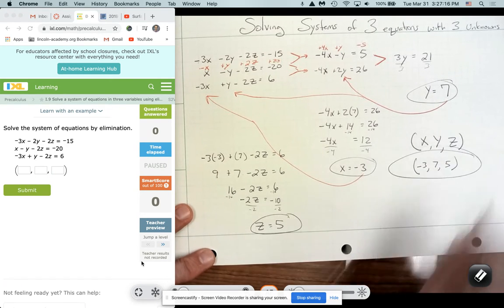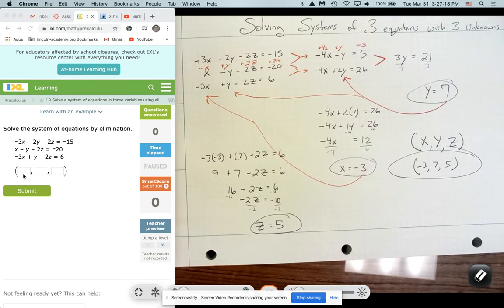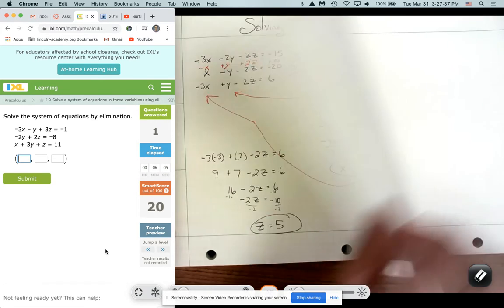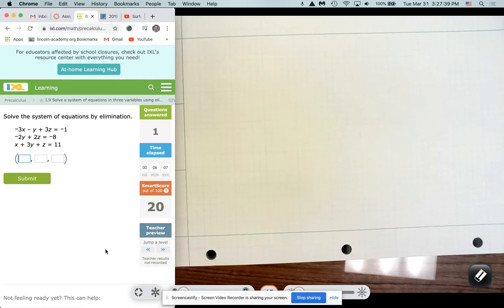So let's go do that over here, and let's see if I was able to do this right. I'm going to type in negative 3. I'm going to type in 7, and I'm going to type in 5 and hit submit. And lo and behold, I did it great. So now let's do this process one more time. You need to rewind and watch that one again, you may.